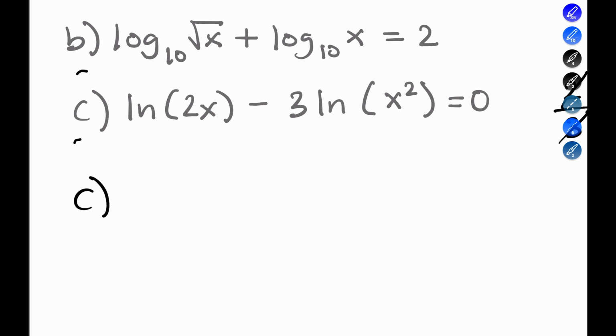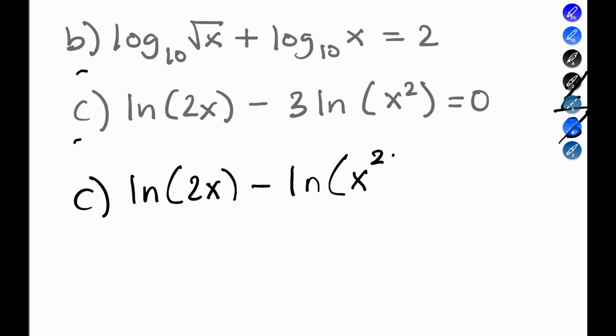So it's going to be natural log of 2x minus natural log of x to the power of 2 times 3. That's going to be equal to 0. And so this is just equal to x to the power of 6.